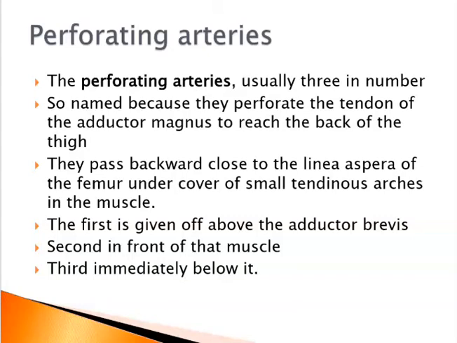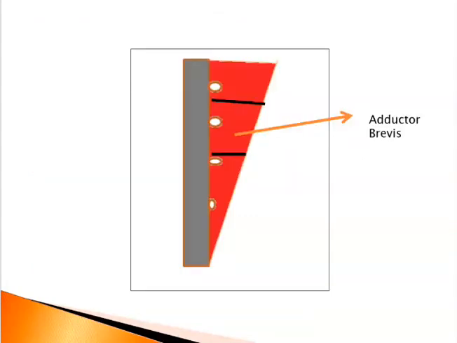This we can see in one diagram. In this picture, you can see one portion separated as adductor brevis. There is one opening above the adductor brevis, one opening in front of adductor brevis, and one opening below the adductor brevis. So that is the placement of the different osteoaponeurotic openings that give passage to the perforating arteries of the profunda femoris.